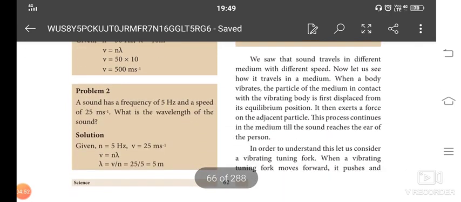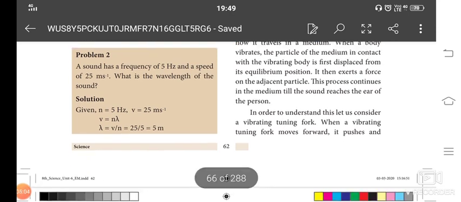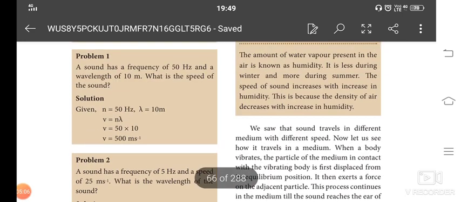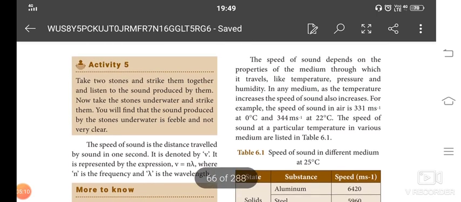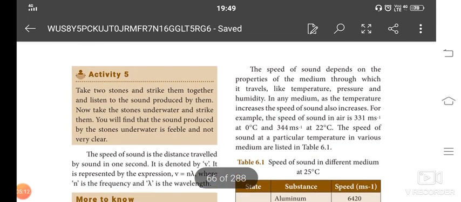And then here they have given the sound frequency and they have given the speed. We have to find out the wavelength. So V equal to n lambda. In that itself, we have to find out lambda. Lambda equal to V by n. So 25 by 5. 5 meters is the wavelength. Here are some of the substances. They have given how the sound was traveling.